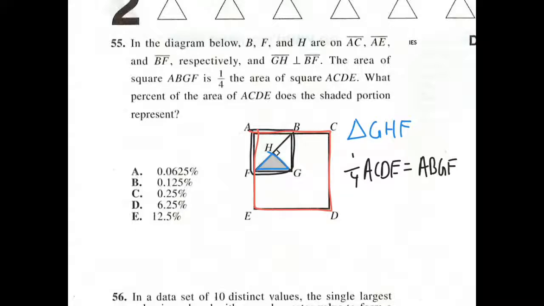But the triangle GHF, we need to know how much of it is part of ABGF. They tell you that GH and BF are perpendicular. Well, we know that B and F are endpoints of the smaller square. And if there's a segment connecting from B to F, then that means that the triangle BGF would be 1/2 of the square ABGF.